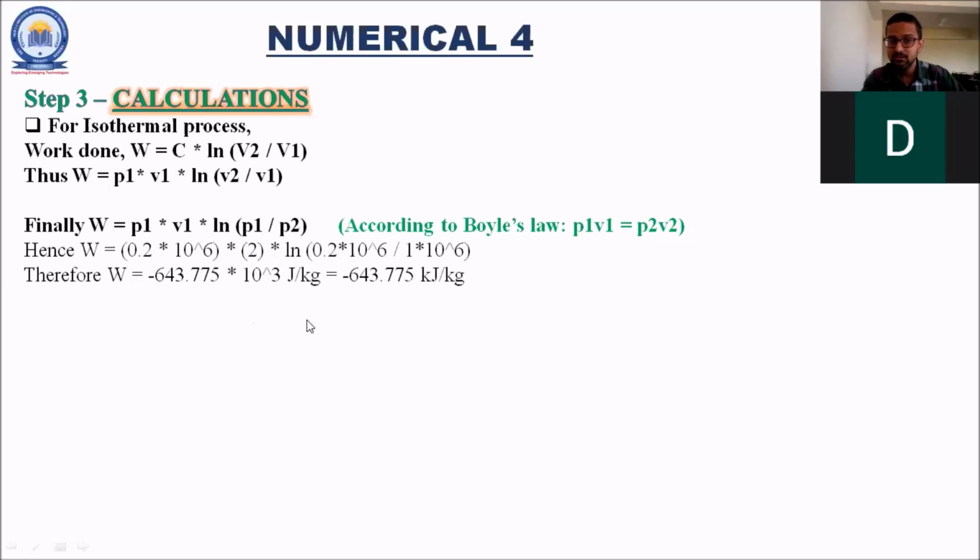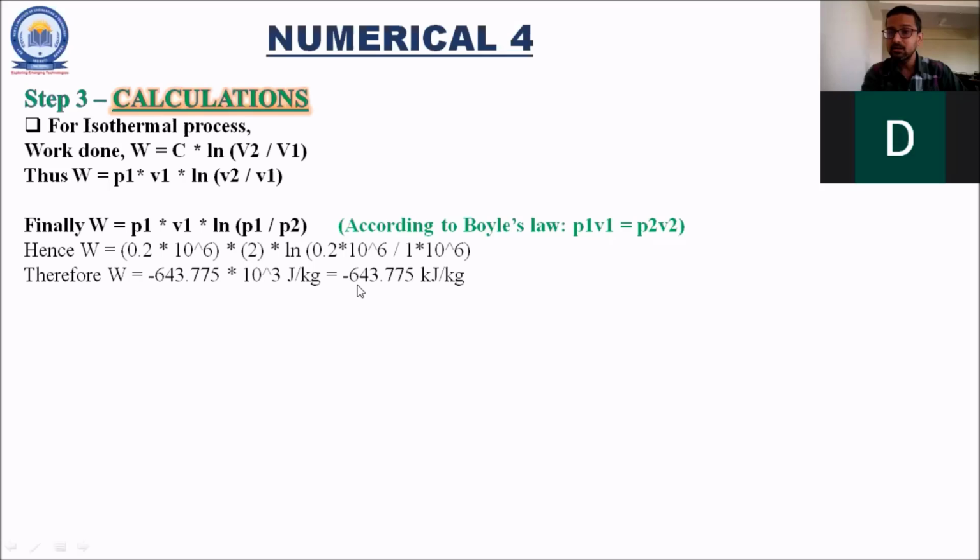Remember friends, since we are considering the volume to be specific volume per kg, the answer of work will be in terms of per kg. So I have written the unit, that is joule per kg. Converting this 10 raised to power 3 into kilojoules, I am getting the answer minus 643.775 kilojoule per kg.